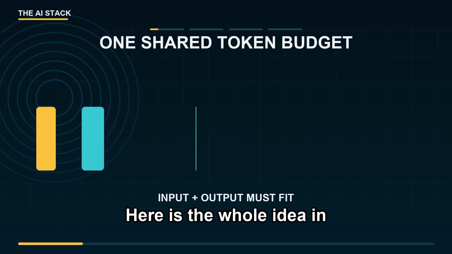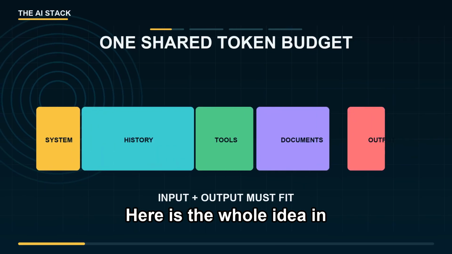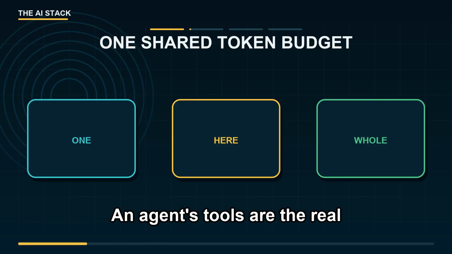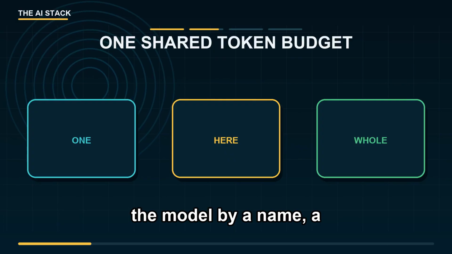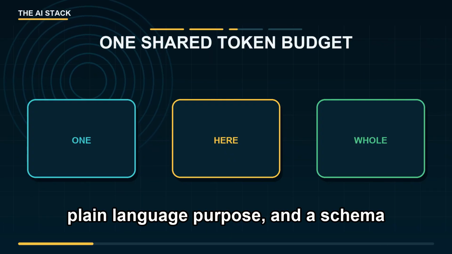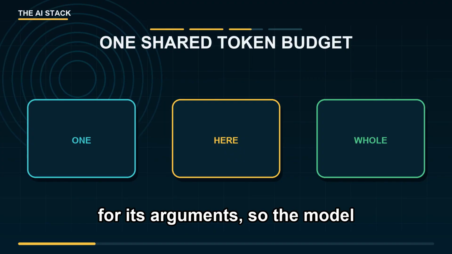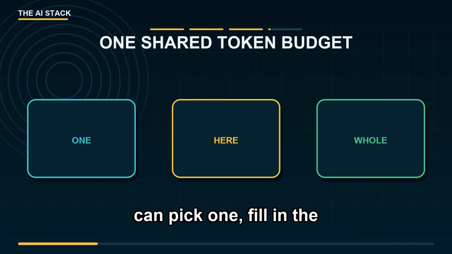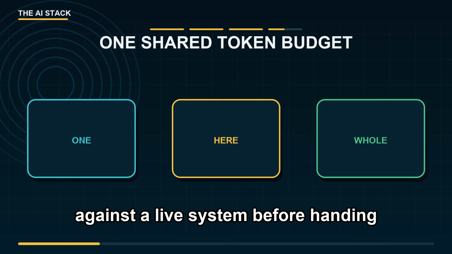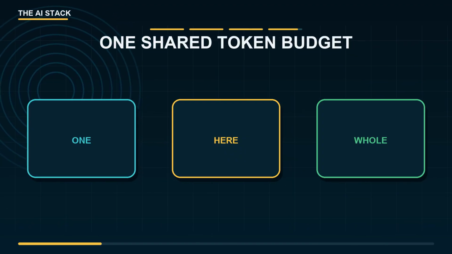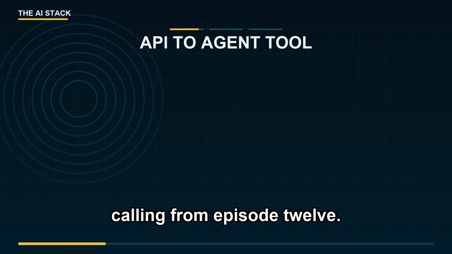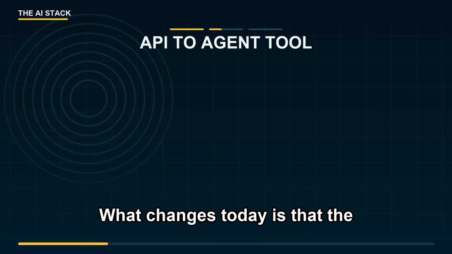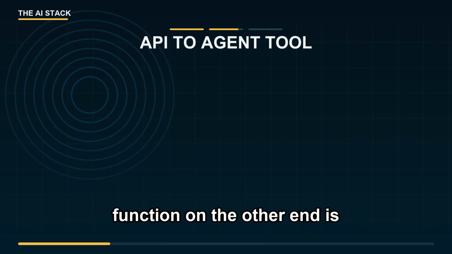Here is the whole idea in one sentence. An agent's tools are the real software functions and interfaces you allow it to call, each described to the model by a name, a plain language purpose, and a schema for its arguments so the model can pick one, fill in the inputs, and your code runs it against a live system before handing the result back. The mechanism is exactly the function calling from episode 12. What changes today is that the function on the other end is real.